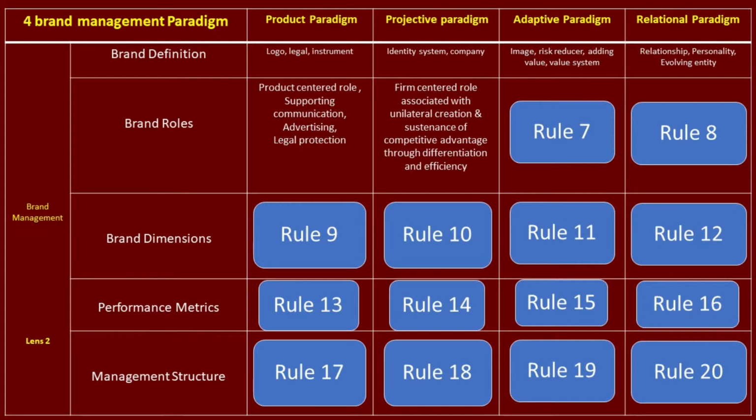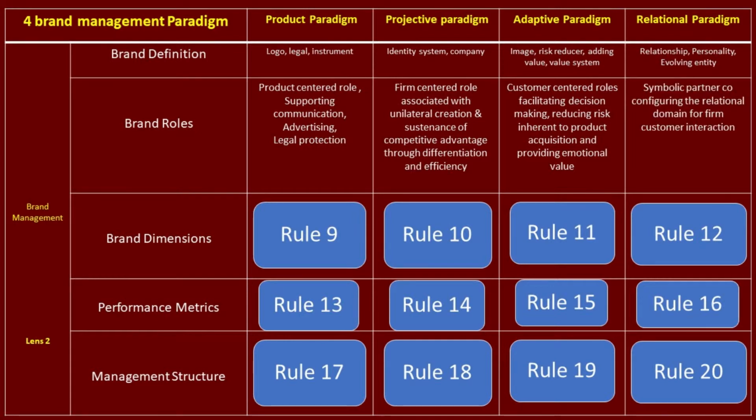As per Rule 7, when marketing vision is based on adaptive paradigm, brand has a customer-centered role, facilitating decision-making, reducing risk inherent to product acquisition, and providing emotional value. And rule number 8 says when marketing vision is based on relational paradigm, brand plays the role of symbolic partner co-configuring the relational domain for firm and customers interaction.